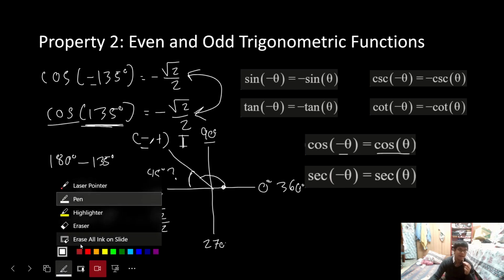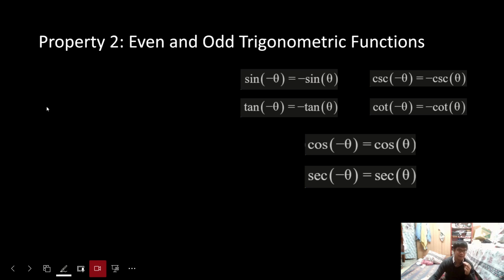Now lastly, how about if we use secant of negative theta? How about that one? So it's just the same as for the cosine. So let's just say I have secant of negative, let's just say, 0 degrees.